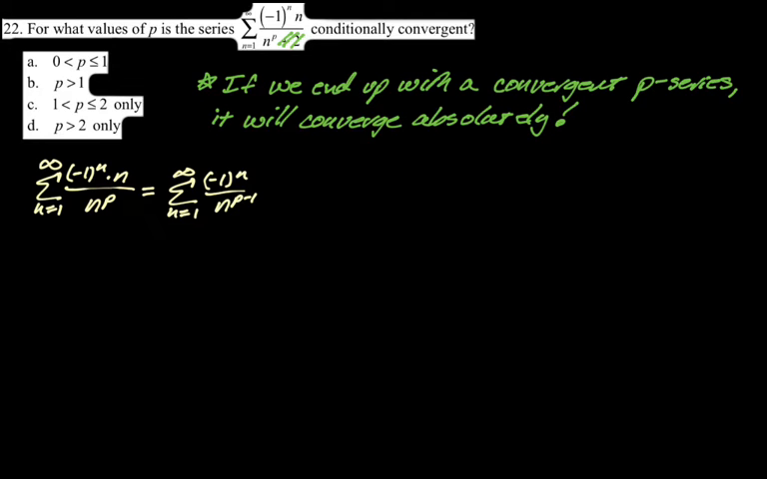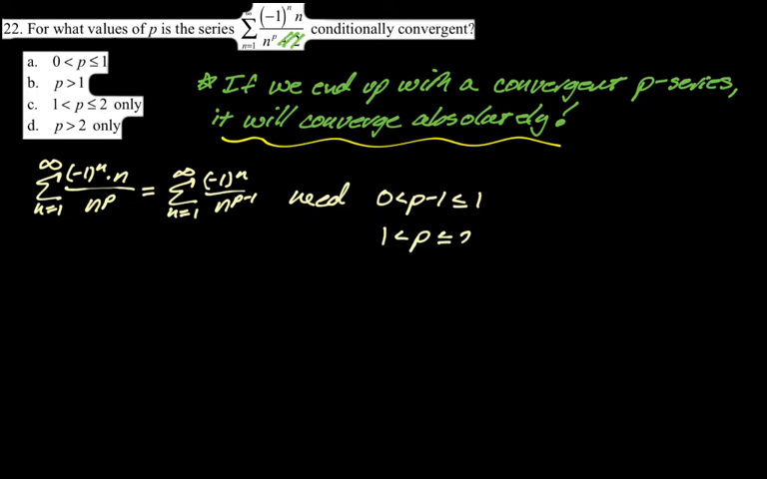So I actually need p minus 1 to be in between 0 and 1, because that would make the exponent of n something between 0 and 1, which would give me a divergent p series. So if I solve this, I get 1 to 2, including 2.